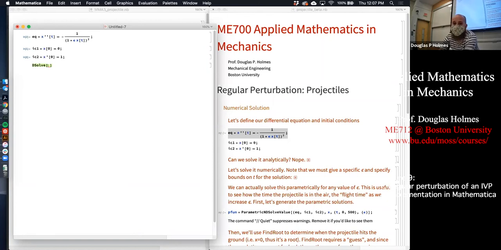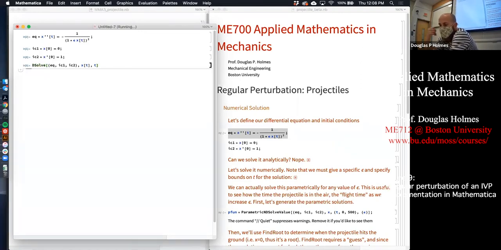Now it needs three arguments. It needs to know what you are trying to solve. In our case, we're trying to solve an initial value problem, so I have to give it a list of equations. To do that, I put curly braces here. Inside the curly braces, I give it all the equations I'm solving: my equation, my initial condition, and my second initial condition. So I'm saying, please solve this system of equations. Then you have to tell it what you're solving for. You're solving for x of t. And then, for some reason I don't know the answer to, you also have to tell it that t is the independent variable, so you give it a comma, t.